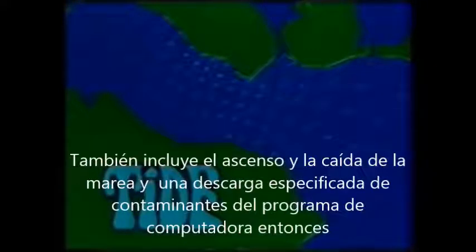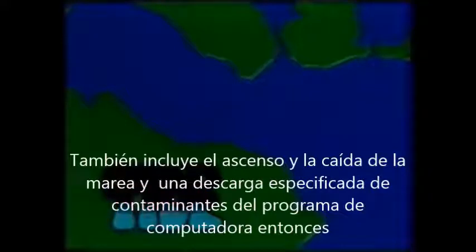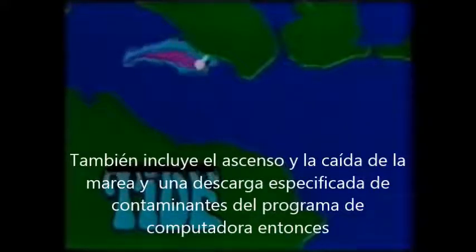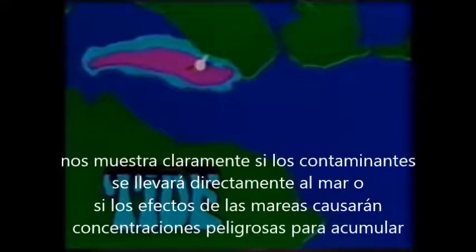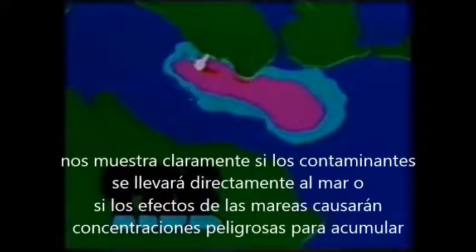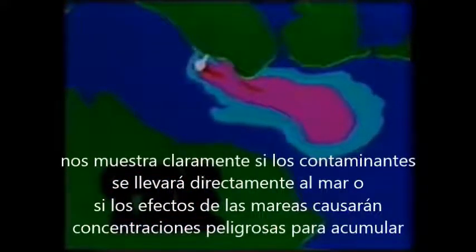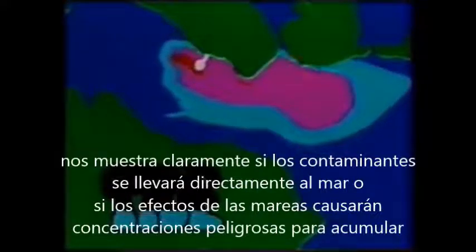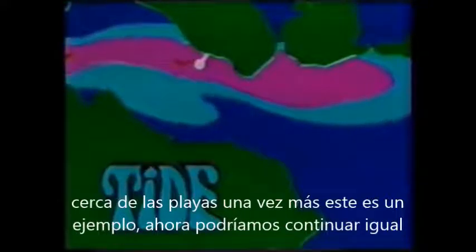We also include the rise and fall of the tide and insert a specified outfall of pollutants. The computer program then shows us clearly whether the pollutants will be carried straight out to sea or whether tidal effects will cause dangerous concentrations to build up near the beaches. Once again, from this example we could now continue.